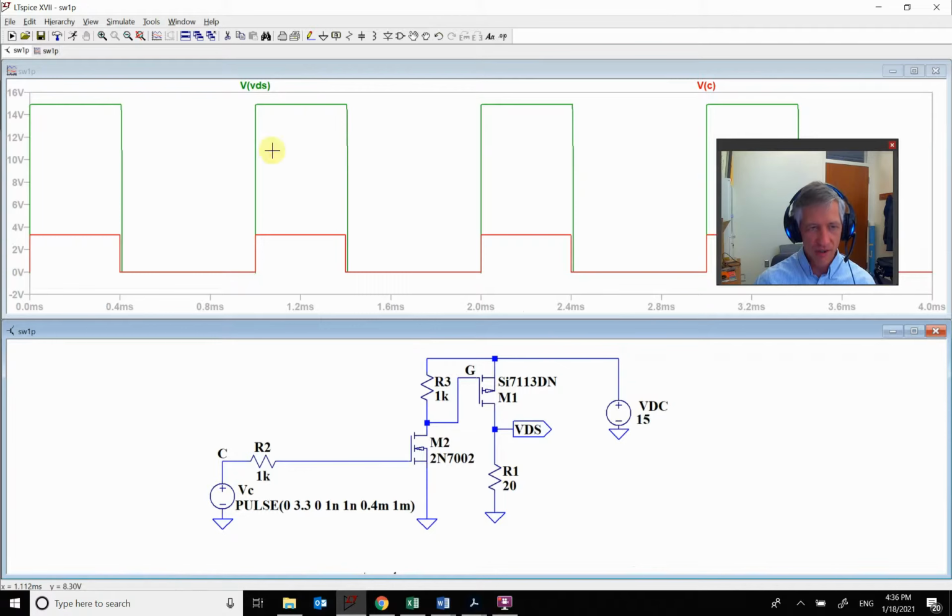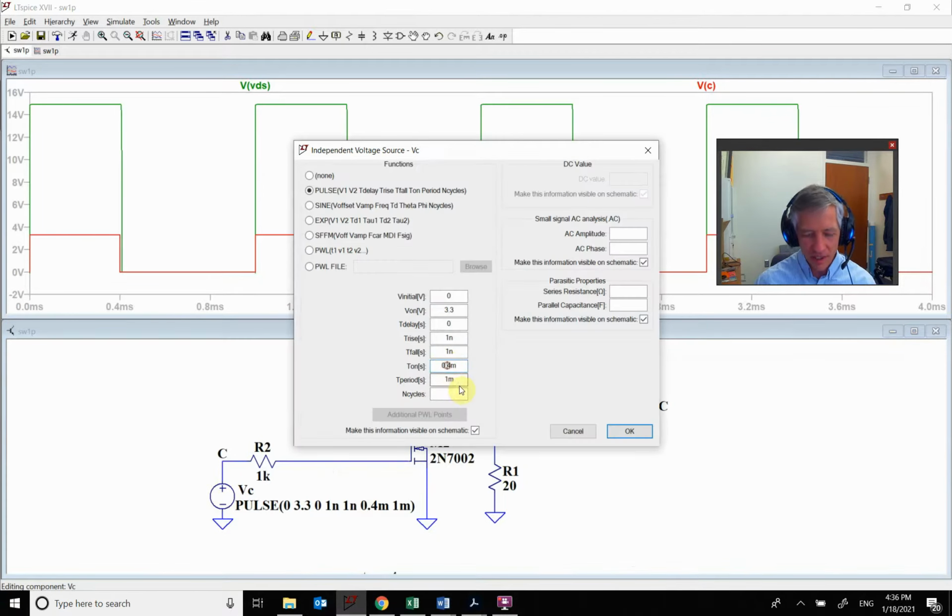So we're going to look at these edges. We're going to do that by just zooming in a little bit. So we're just going to make this switch a little bit faster.